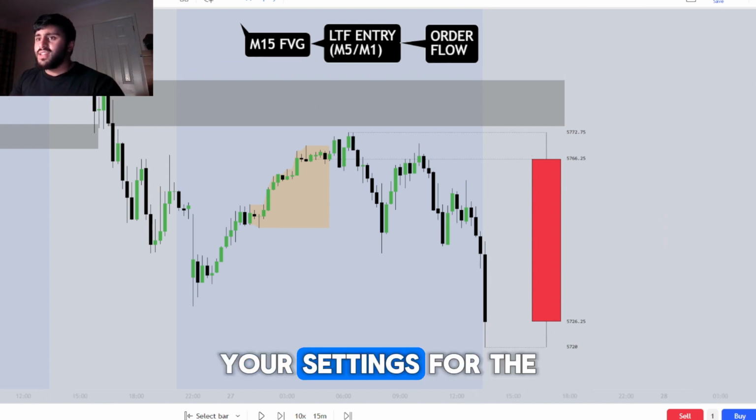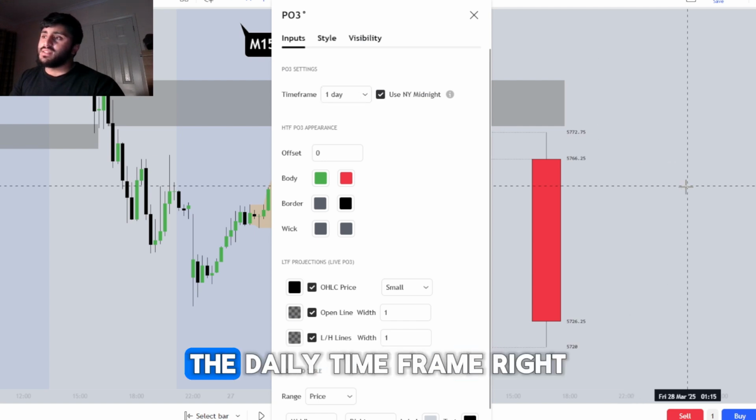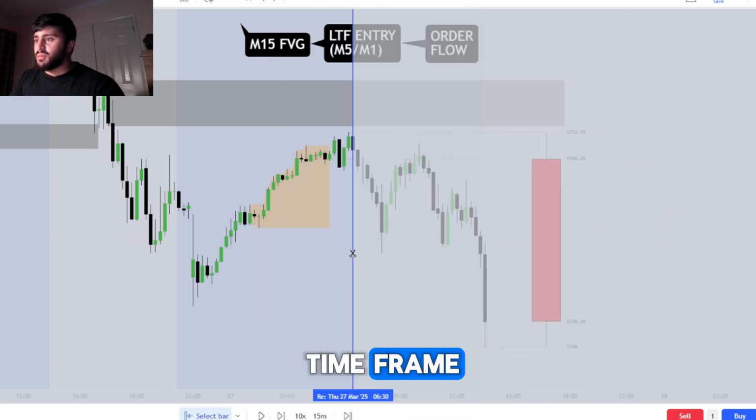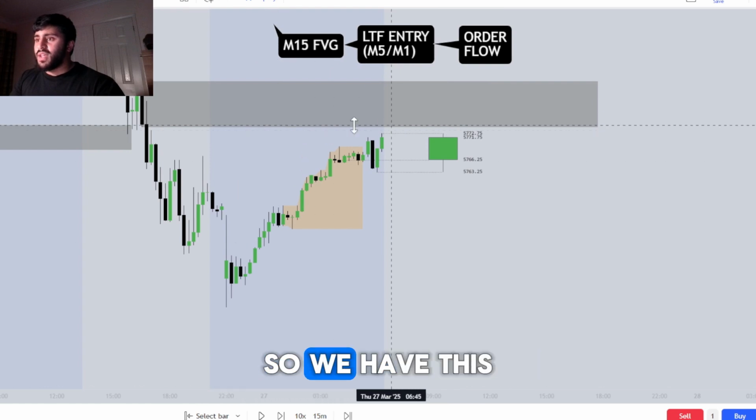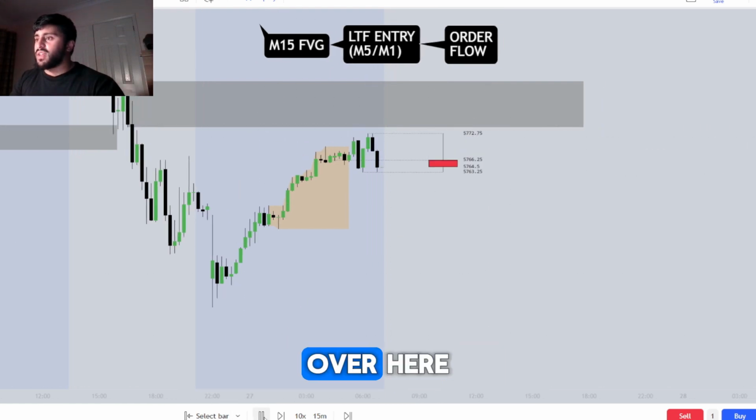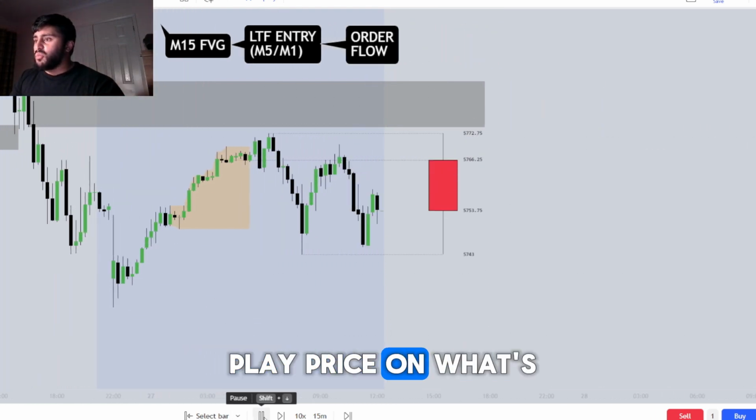So your settings for the Power of Three need to initially be the daily time frame, right? This is the daily time frame. So let's just kind of see what's happened. So we have this fair value gap from the previous day over here. So now when we play price on, what's happening over here?